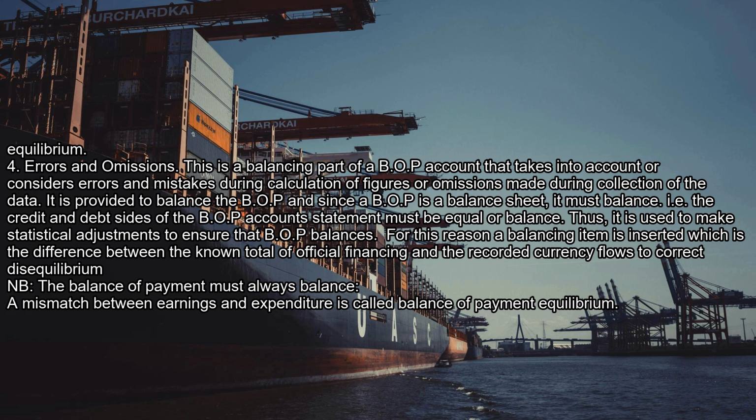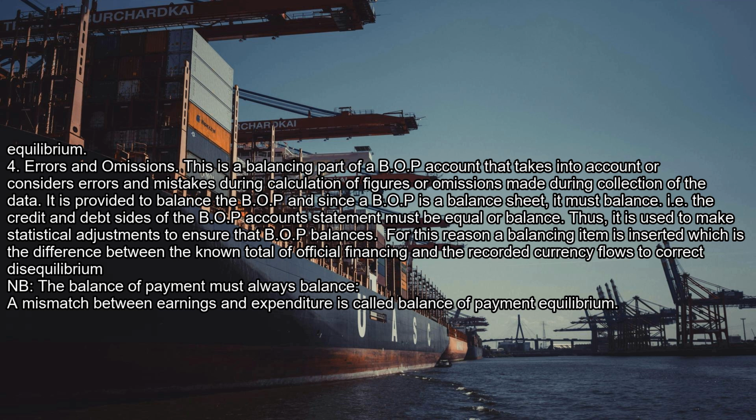4. Errors and omissions. This is a balancing part of a BOP account that takes into account or considers errors and mistakes during calculation of figures or omissions made during collection of the data. It is provided to balance the BOP, and since a BOP is a balance sheet, it must balance, i.e. the credit and debit sides of the BOP account statement must be equal or balance. Thus, it is used to make statistical adjustments to ensure that BOP balances.